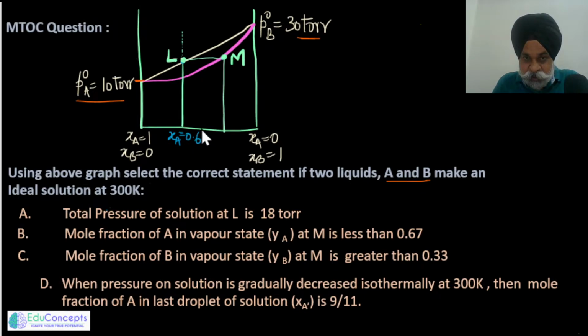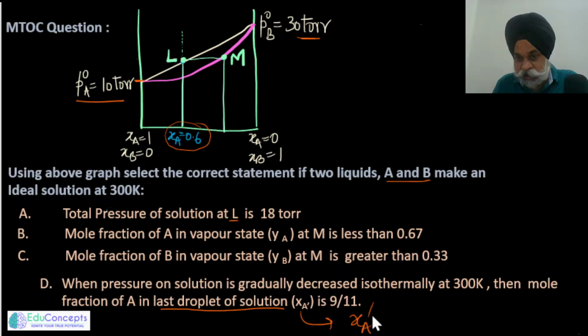And they have given you a mole fraction. At some composition, the mole fraction XA is 0.6. At this point, they are asking what is the total pressure at point L corresponding to 18 torr, and they are asking the mole fraction of A and B in the vapor state at point M. And lastly, they are asking about the composition of A in the last droplet of solution when the pressure around the solution is gradually decreased isothermally. For that, they have given a new mole fraction XA dash.